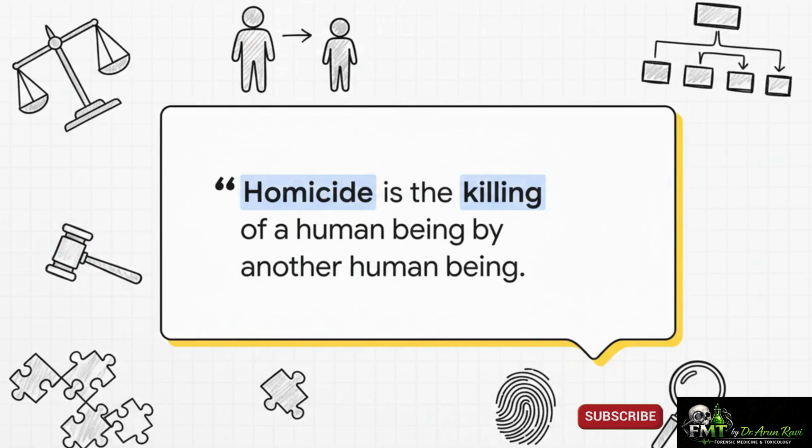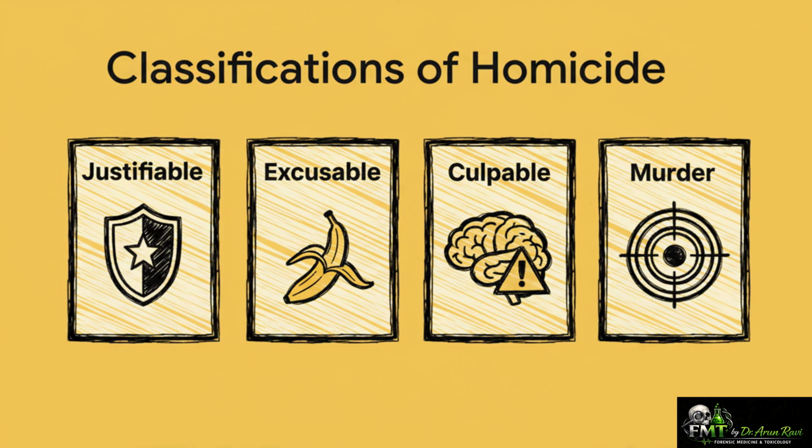At its core, the definition of homicide sounds pretty straightforward, right? One person kills another. But of course, in the legal world, it's never that simple. There are layers of complexity, which leads us to the different ways homicide is classified. The real difference between all of these really boils down to one word: intent.